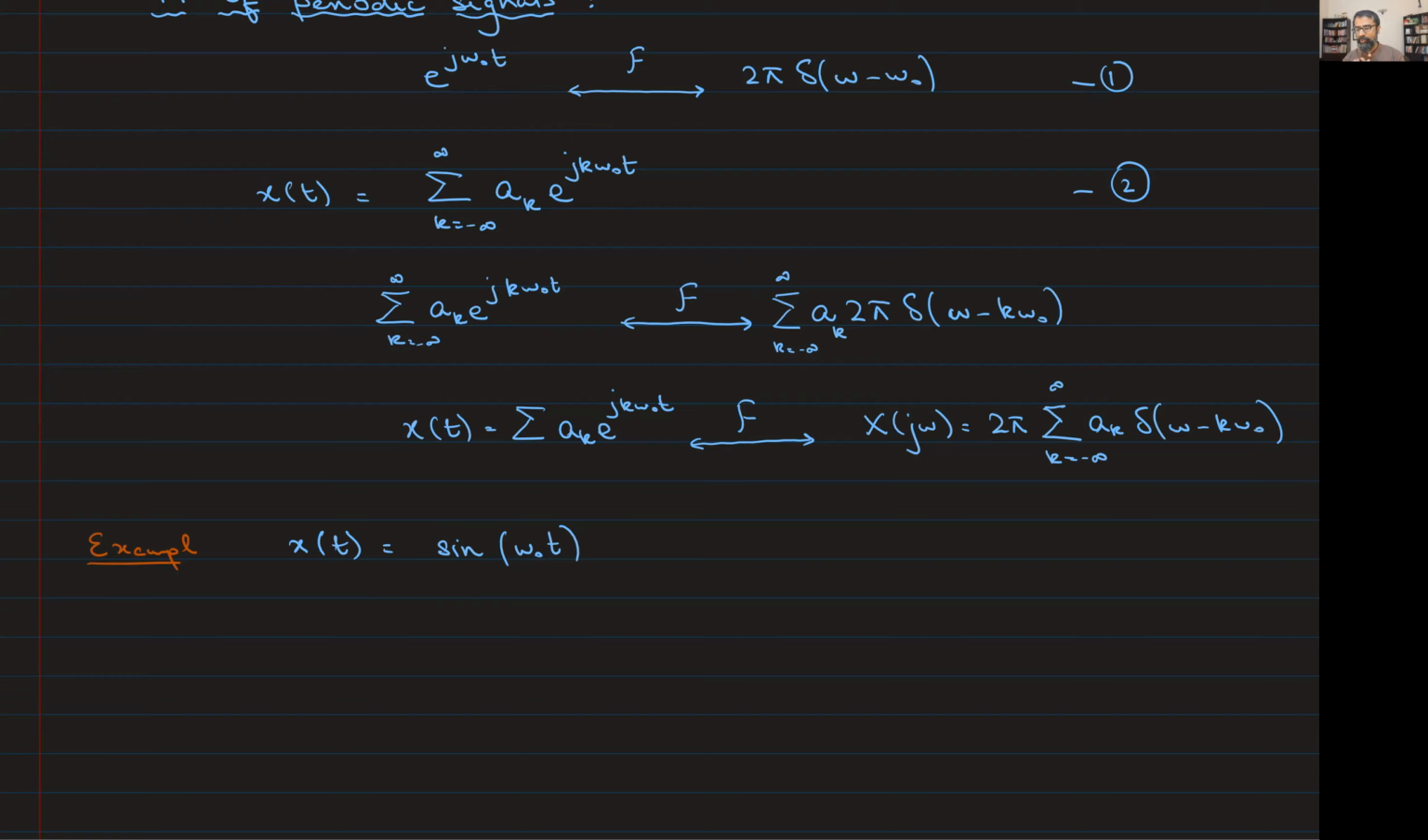So how do I go about this? The first thing I do is find, exactly as Daniel suggests, the Fourier series decomposition. And the easiest way to do that is just to use Euler's identity. So this is 1 upon 2j e raised to power j omega naught t minus 1 upon 2j e raised to power minus j omega naught t, right? So this is the Fourier series decomposition, okay?